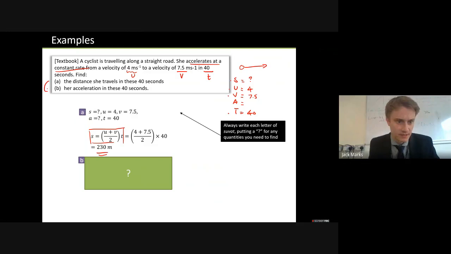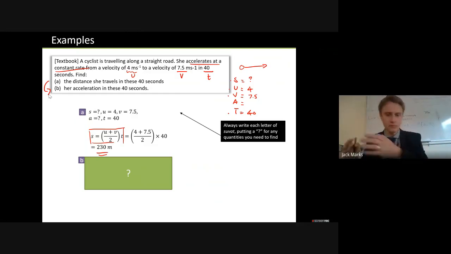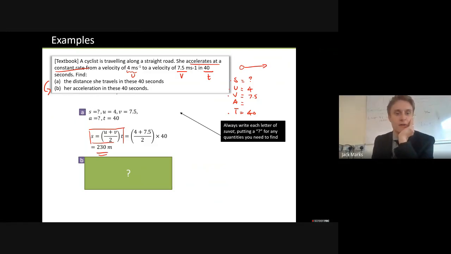Now, one of the themes for harder questions is very important. When you move between part A and part B, you need to ask yourself which numbers are the same and which numbers are different, because not everything is the same as you move throughout the question. As things change, the values that you need to use might change as well. So her acceleration in these 40 seconds, well, that one there is definitely the same.